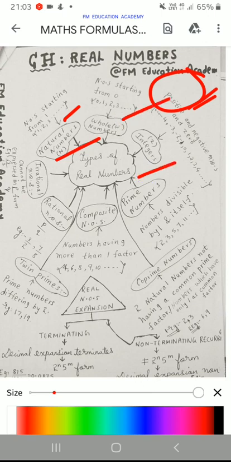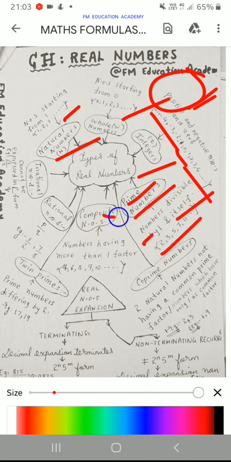Integers are the numbers which include 0 as well as positive numbers and negative numbers. Prime numbers are the numbers divisible by 1 and itself. Example: 2, 3, 5, 7, 11, etc. Composite numbers are the numbers having more than one factor. Example: 4, 6, 8, 9, 10.